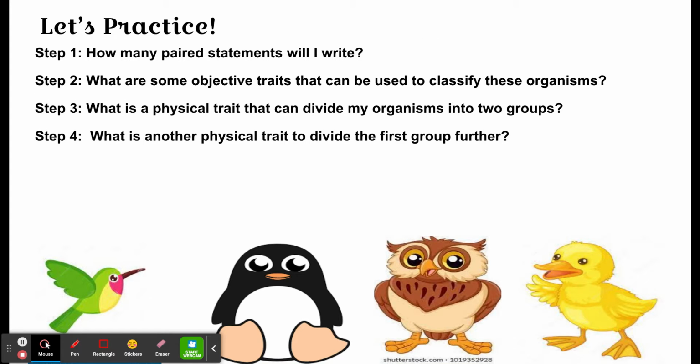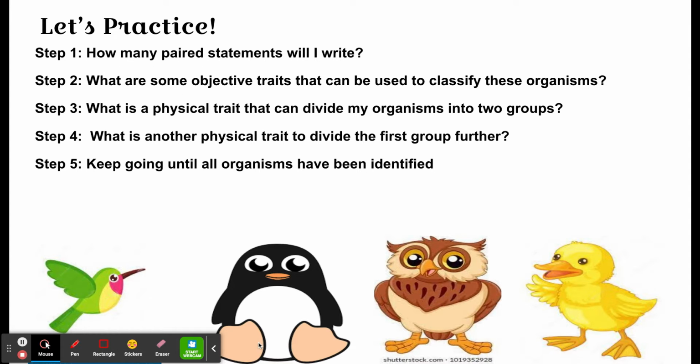After I've done that, I need to think of a physical trait that I could use to divide the first group. So if I have four of these, the thing that is really obvious to me is the webbed footing, right? So I'm looking at has webbed feet, doesn't have webbed feet. And that categorization allows the penguin and the duck to be put in one spot, and the owl and the hummingbird to be put in another spot. And I'm going to just keep going until all of the organisms have been identified. And then you need to, like I said, check your work and have someone else review it.